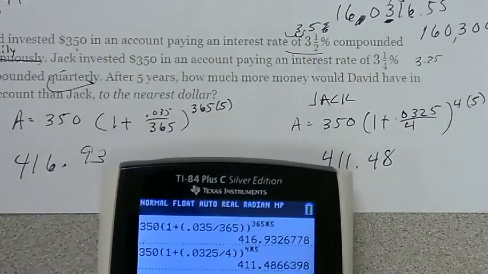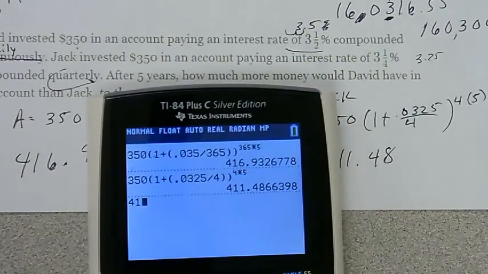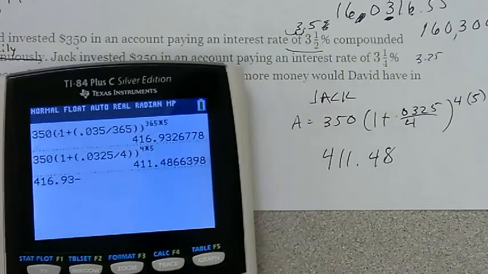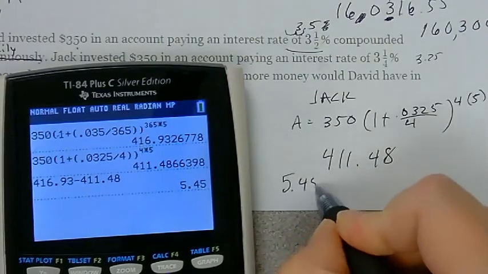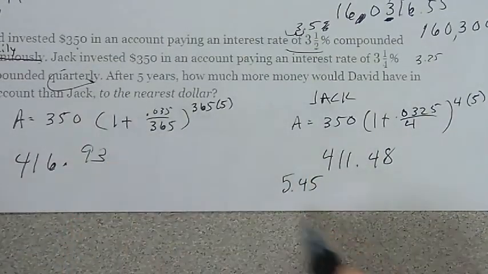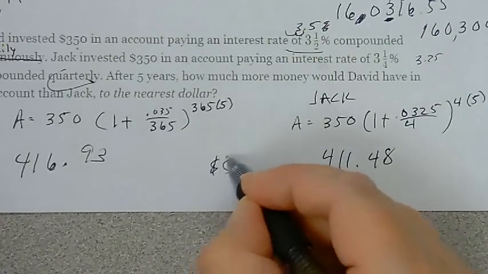So I'm going to subtract those two amounts. 416.93 subtract Jack's 411.48, and so $5.45. It says to the nearest dollar. So he has about $5 more.